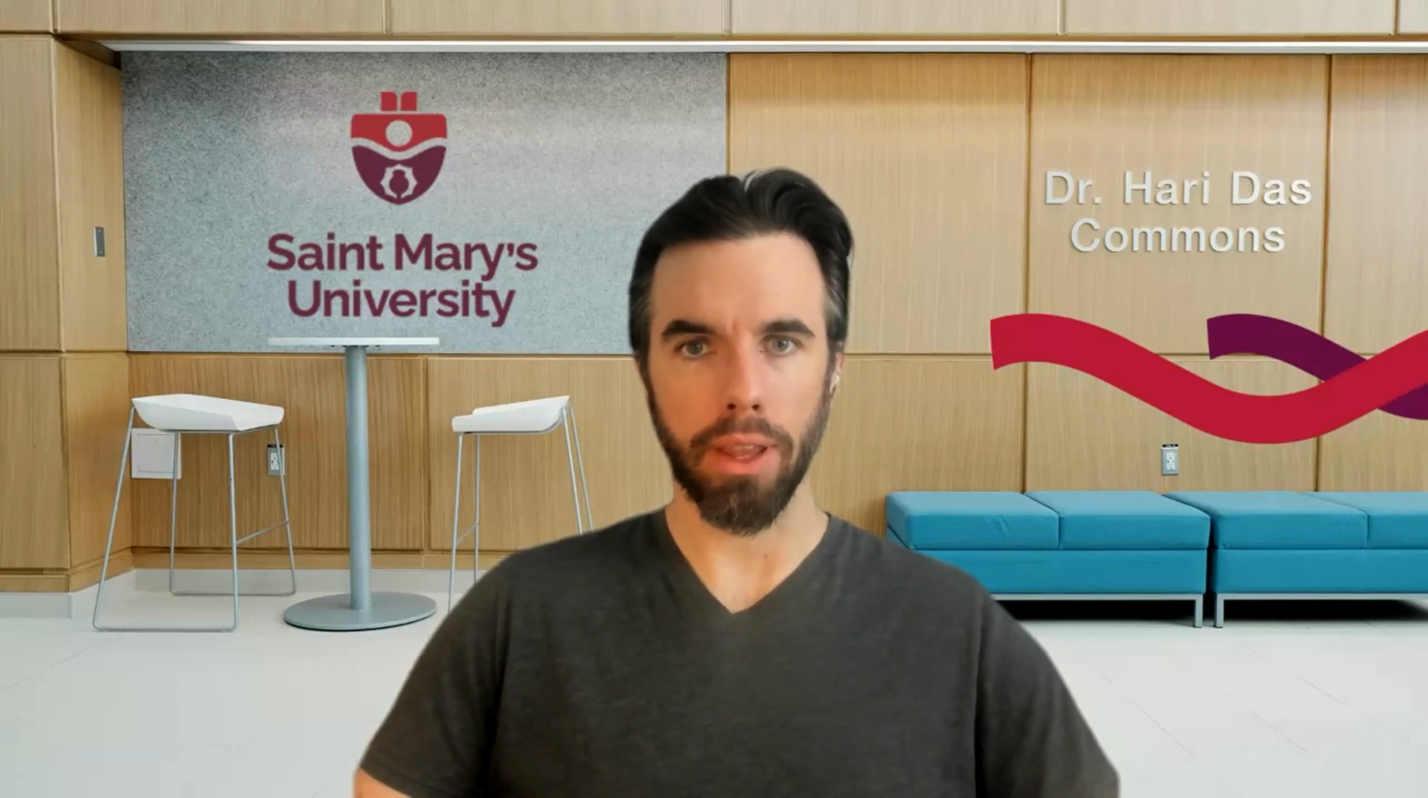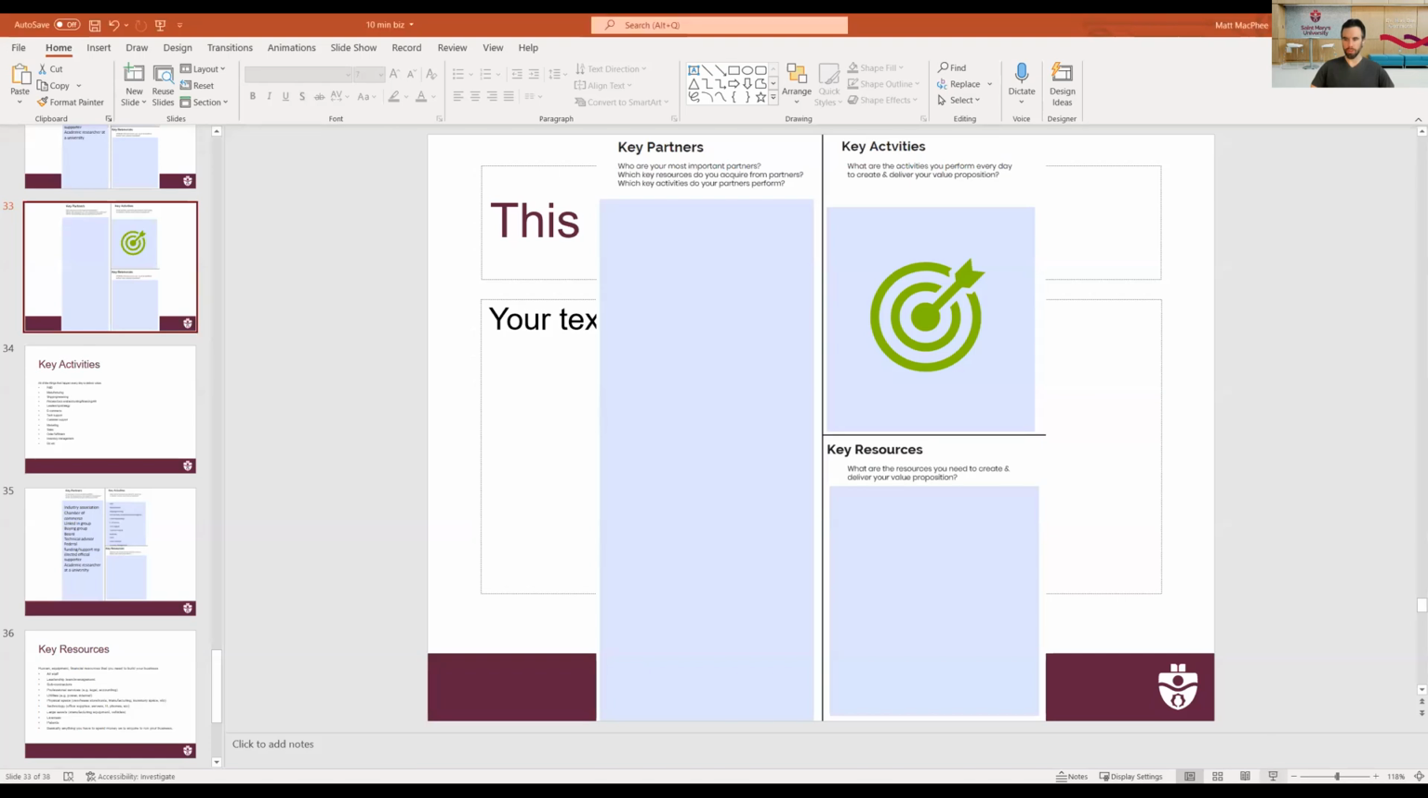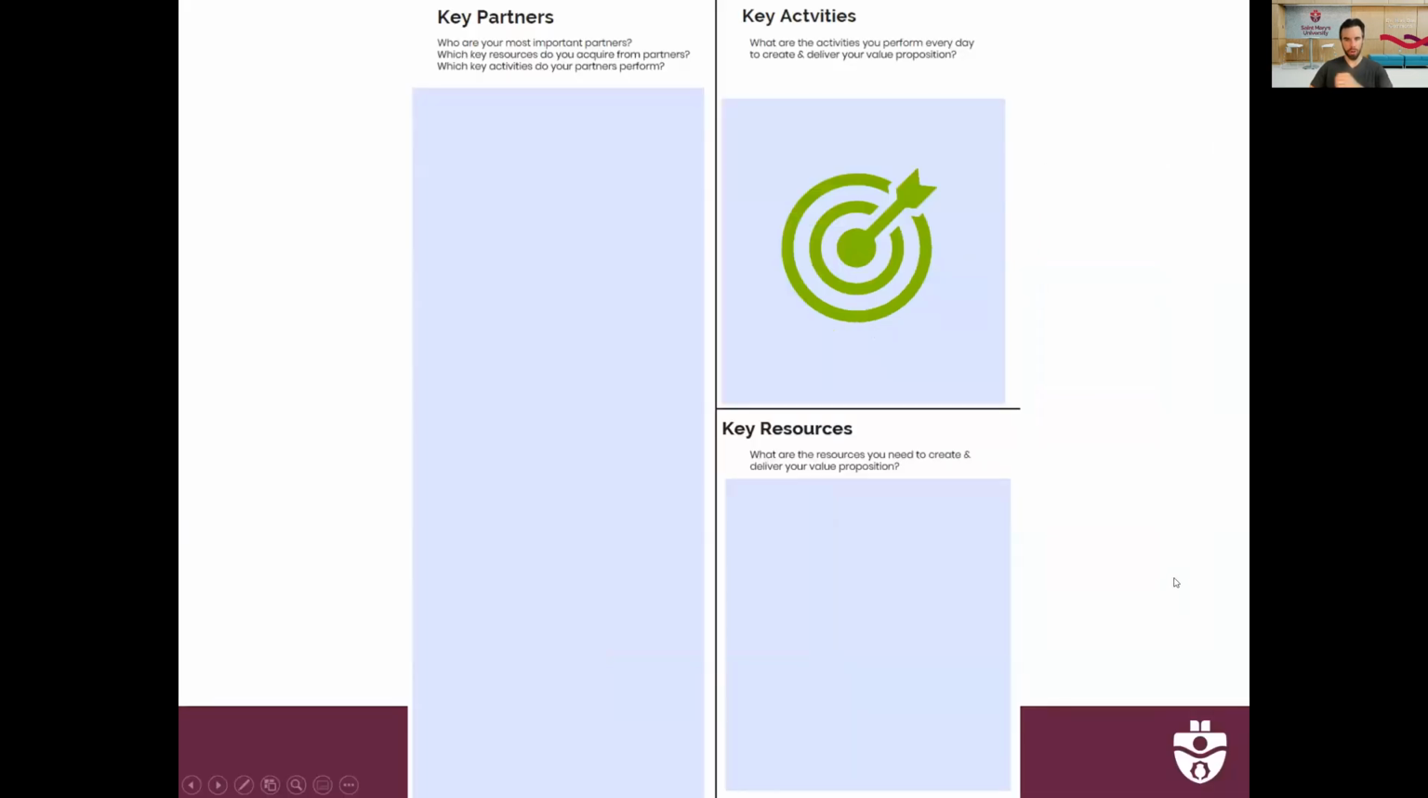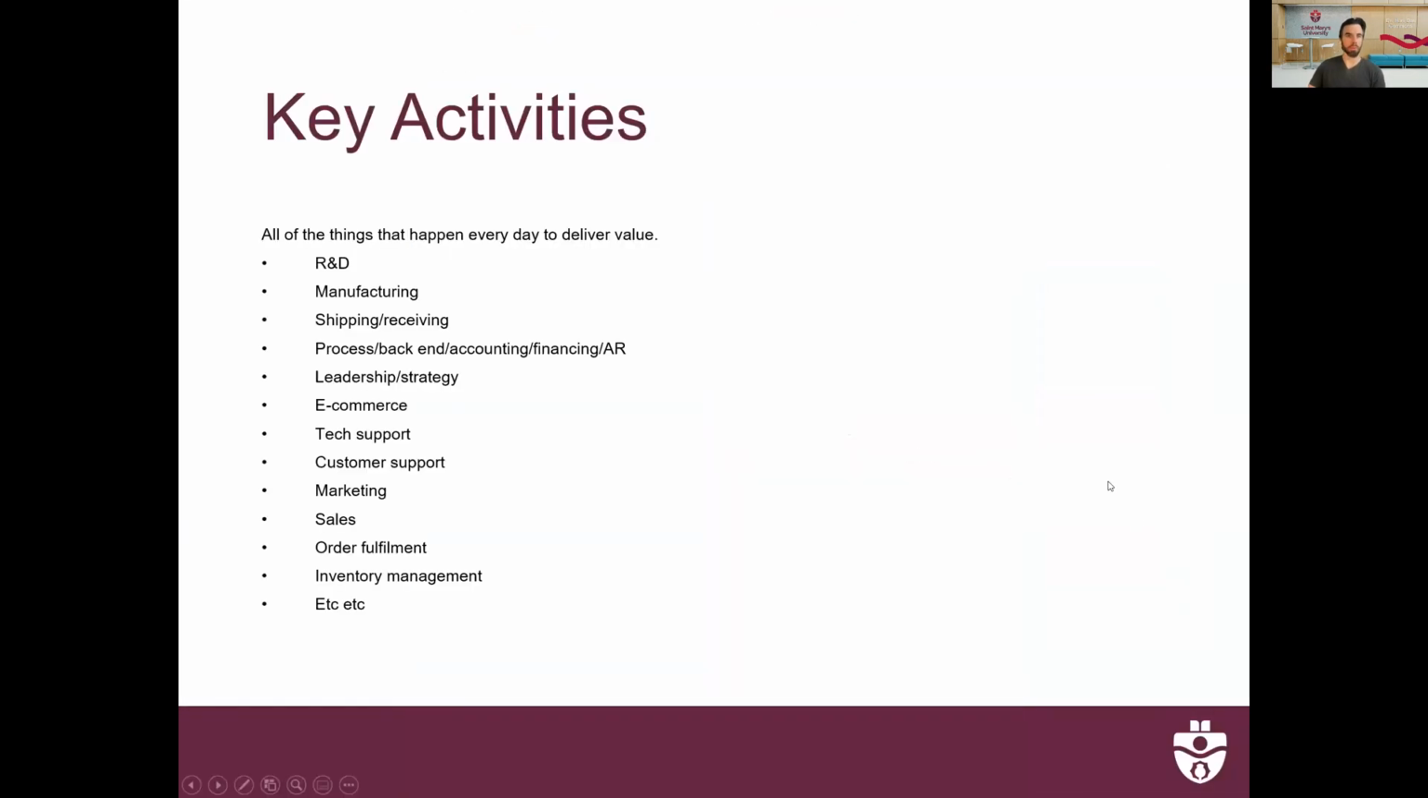We're cruising through the left side of the canvas. In this video, I'm going to talk about the key activities and resources in the same slide because I think they're fairly straightforward. So the first thing that we want to talk about is key activities. And this is literally everything that you have to do to add the value that you promised in the right side of the canvas to your customer.